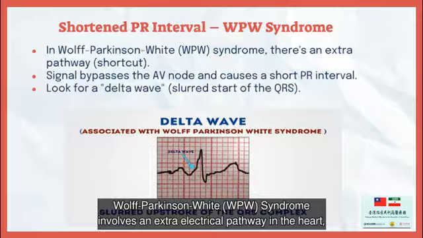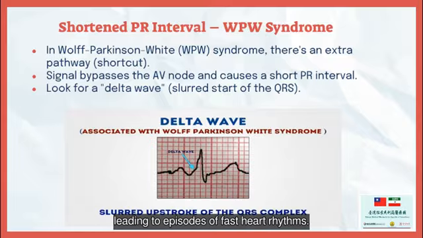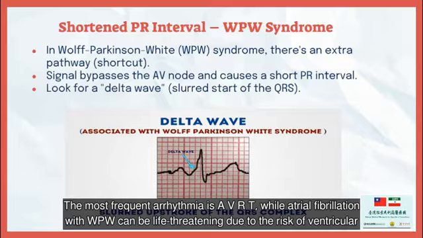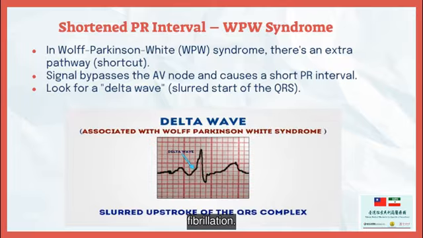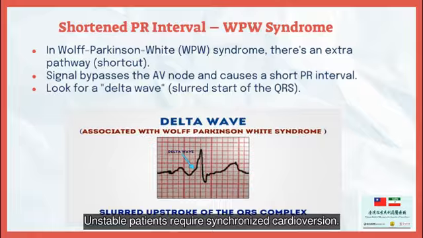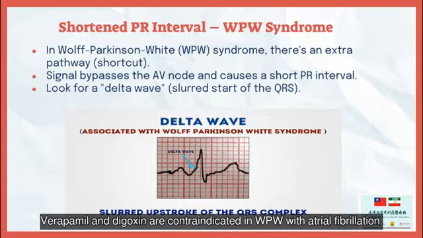Wolff-Parkinson-White, WPW, syndrome involves an extra electrical pathway in the heart, leading to episodes of fast heart rhythms. Common symptoms include sudden palpitations, dizziness, fainting, chest discomfort, and shortness of breath. The most frequent arrhythmia is AVRT, while atrial fibrillation with WPW can be life-threatening due to the risk of ventricular fibrillation. For stable patients, vagal maneuvers or adenosine may stop the arrhythmia. Unstable patients require synchronized cardioversion. Verapamil and digoxin are contraindicated in WPW with atrial fibrillation.